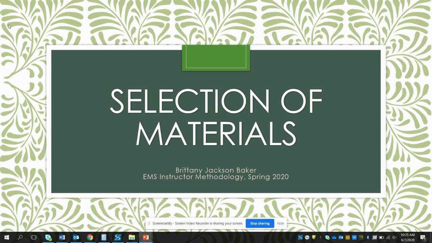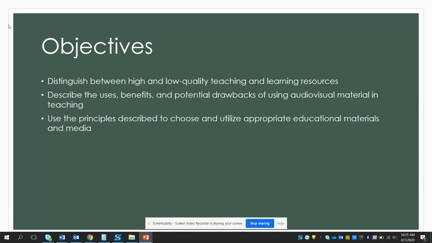So this one's going to be pretty brief. It's just talking about the selection of materials. We already talked a lot about how to create quizzes and what information you needed to select the most appropriate quiz questions and things like that. So I'm going to keep this pretty brief, just a selection of audiovisual materials and textbooks mostly.